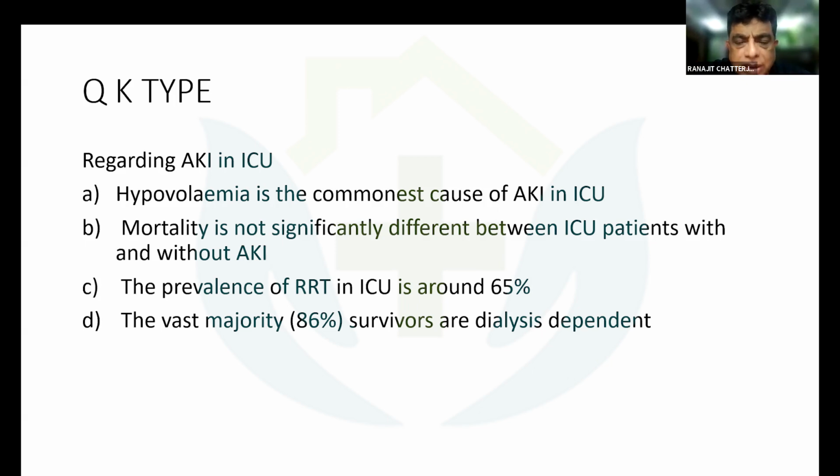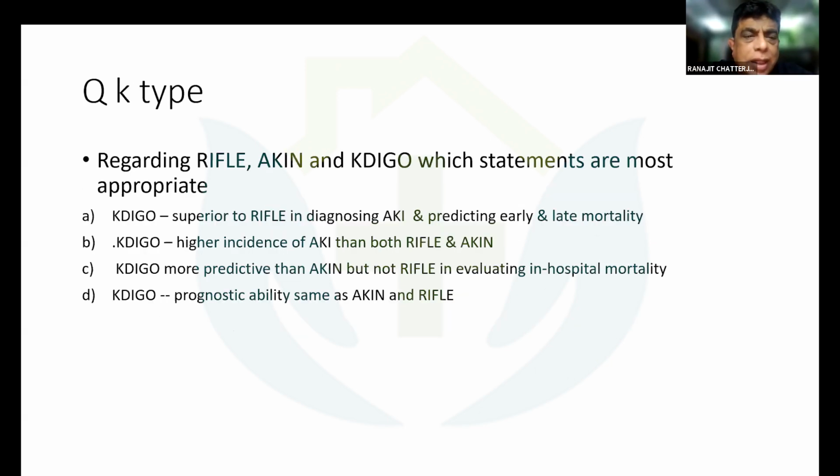The prevalence of RRT in ICU is around 65%. Is this true or false? So this is also false. So everything is false here. Yes, right. Mohammed Raga, you're right. Everything is false here. The vast majority of the survivors are dialysis dependent. Wrong. Only 13.5% to 14% are dialysis dependent. Prevalence of RRT in ICU is around 30%. So you can get a question like this.